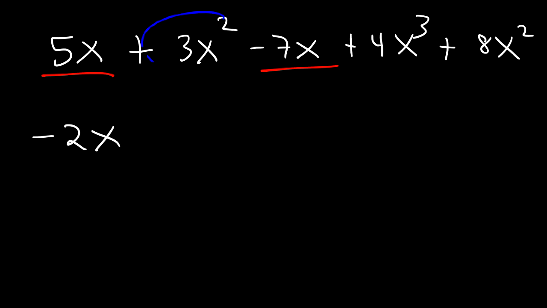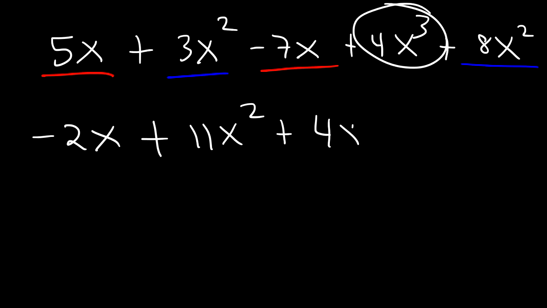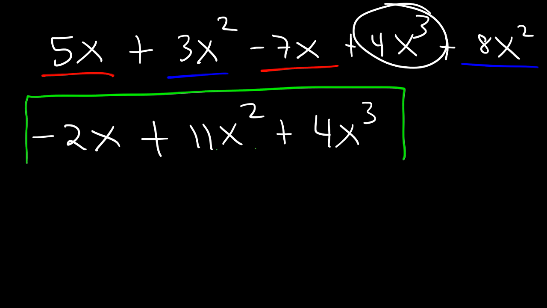We can't add 3x squared with 4x cubed. They're not like terms. X squared and x cubed are different. We can, however, combine 3x squared and 8x squared. Those are like terms. So all you got to do is add 3 plus 8, and that will give you 11. And then the last one, you can't combine it with anything, so that's just 4x cubed. So make sure you know when you can combine certain terms and when you can't.